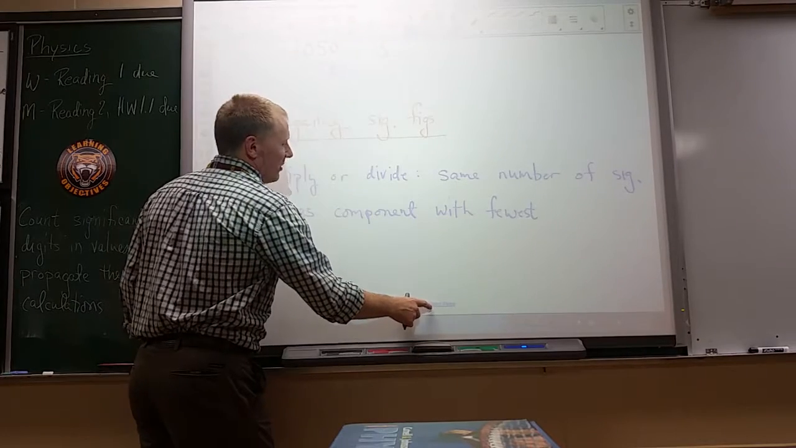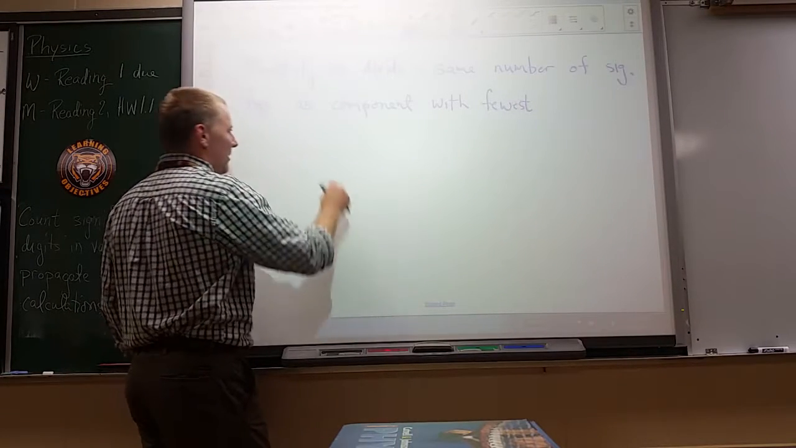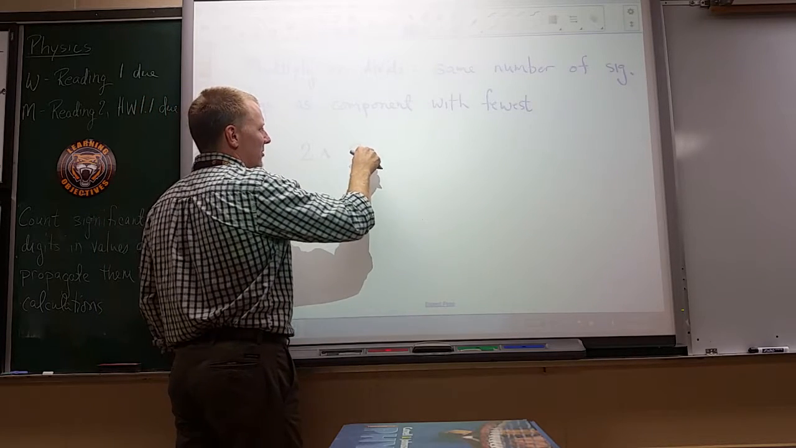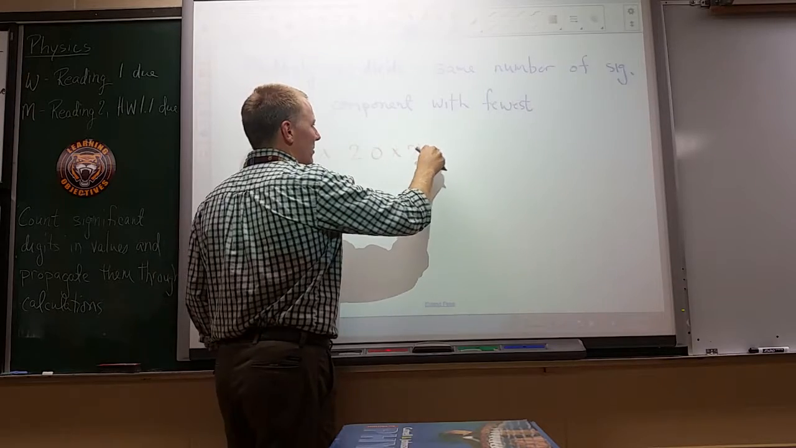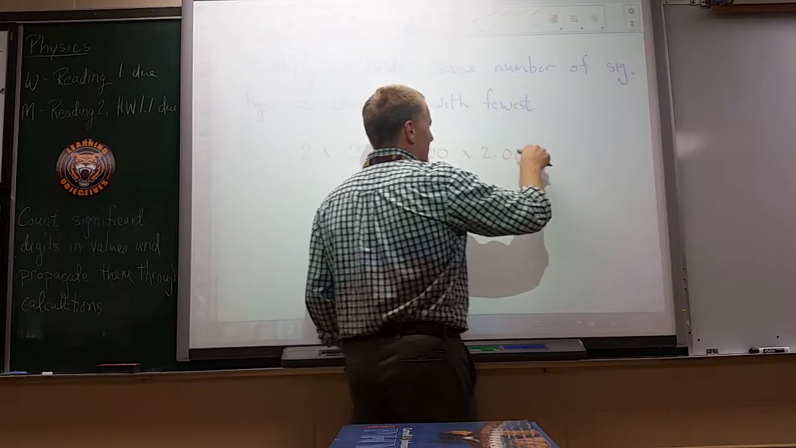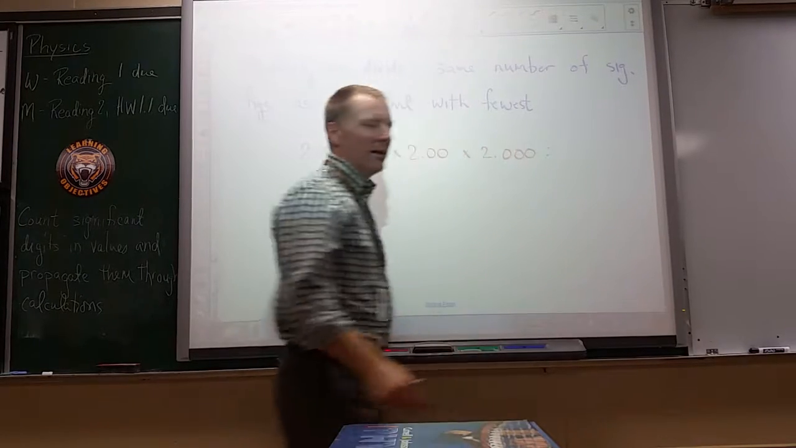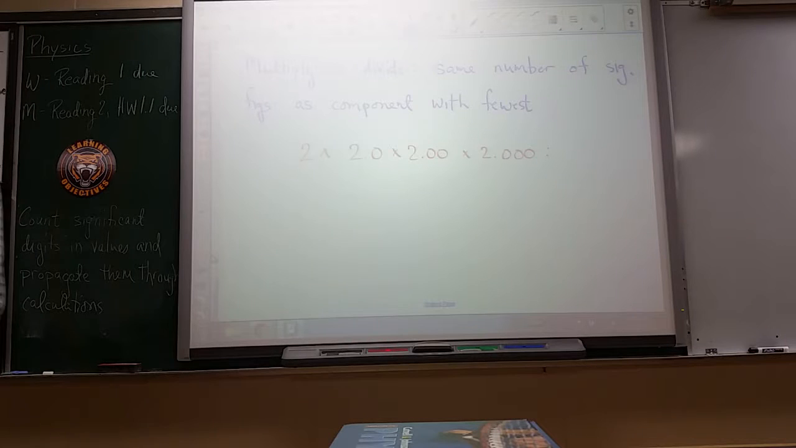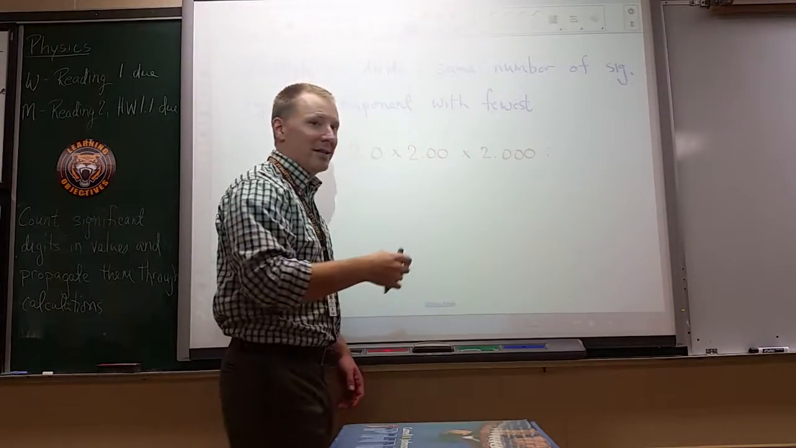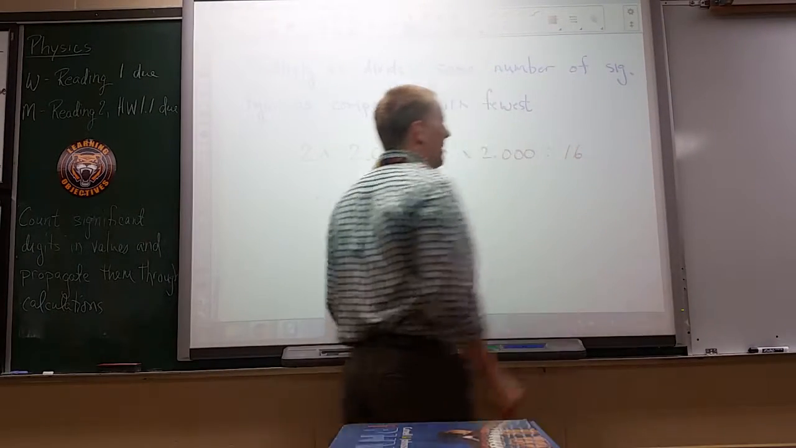So for example, we could take 2 times 2.0 times 2.00 times 2.000. In a calculator, we're just going to put these numbers in, and we'll put them all in with zeros. I wouldn't include them, but we'll put them in with all of their values. We get essentially 2 times 4, 8, 16, right?